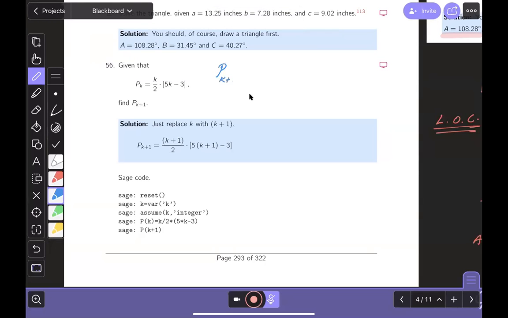K plus 1. Look at the formula. Wherever you see K, put K plus 1. This is a fine answer. I'm going to simplify it, though. Do not feel obligated to do so.